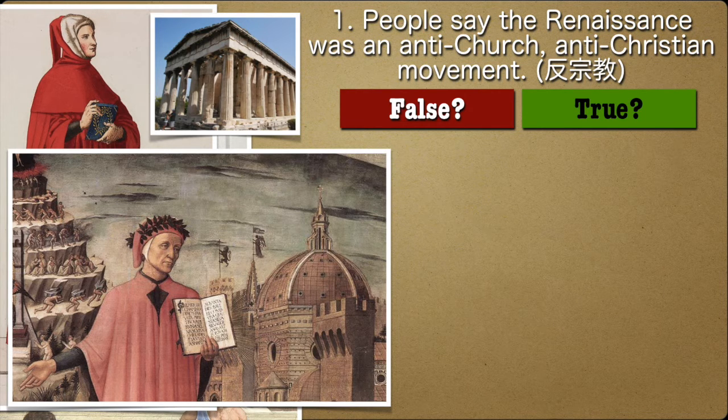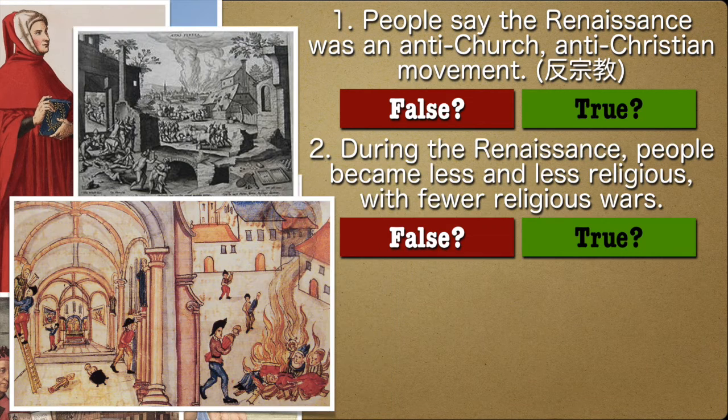So you probably know the answer already. You are adults, you speak English very well. No, actually, this is very complex. Really, it was not a simple anti-church movement. They worked together in a strange way. And he was a very religious person. Next question.